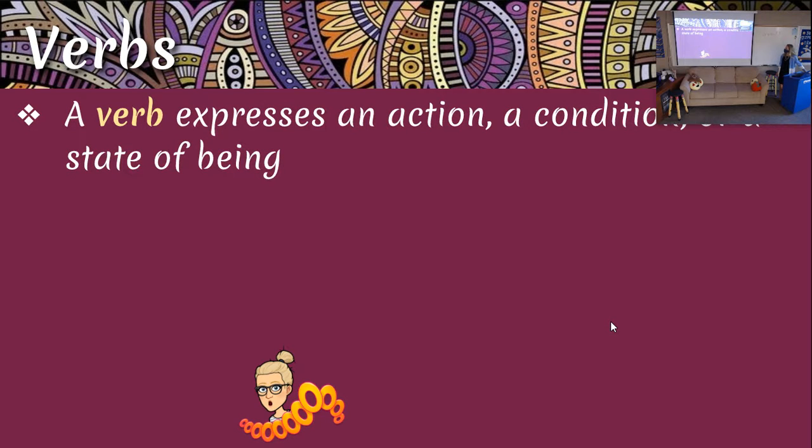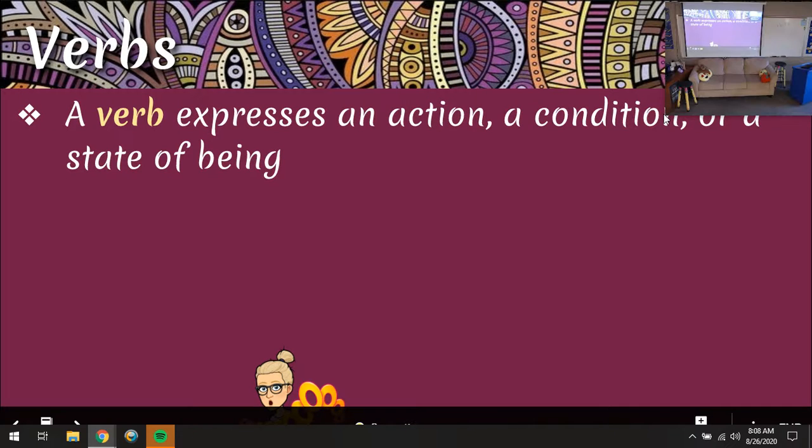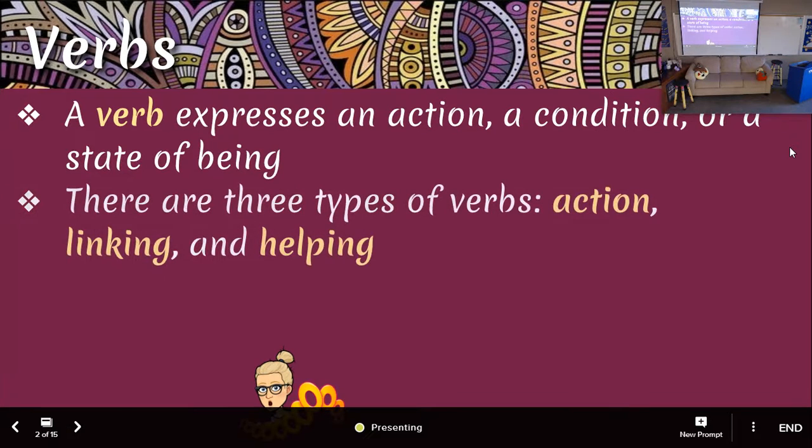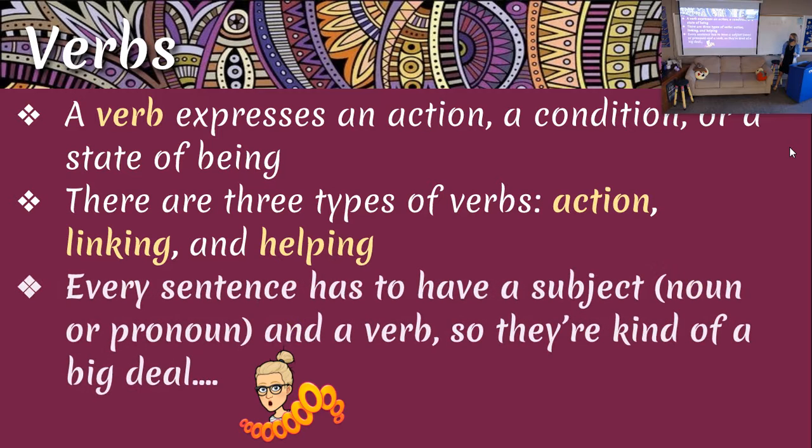So a verb is, my camera is blocking notes. I'm just going to move it real quick. But what a verb does is it expresses an action, condition, or a state of being. All right, we're just going to deal with it blocking for a little bit. There are three different kinds of verbs that we're going to talk about. There's action, linking, and then helping verbs. Okay, and they all function a little bit differently. And I'll give you some tips and tricks to remember how they function.